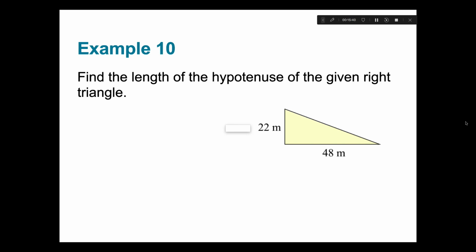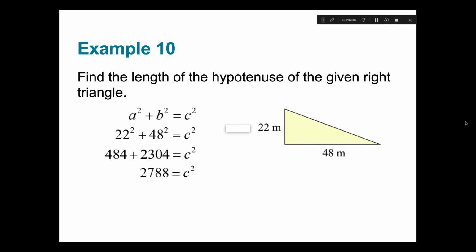What's 48 squared? Once we add those together, that will give us c squared. We're rounding to the thousands. Doesn't say that in my instructions. Not yet. So when we add those together, we end up with 2,788. What's my next step? Square root. What is the square root of that number?